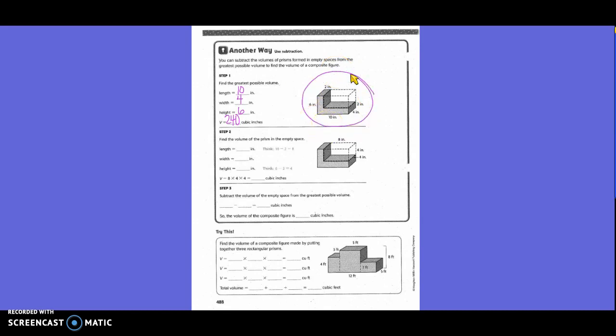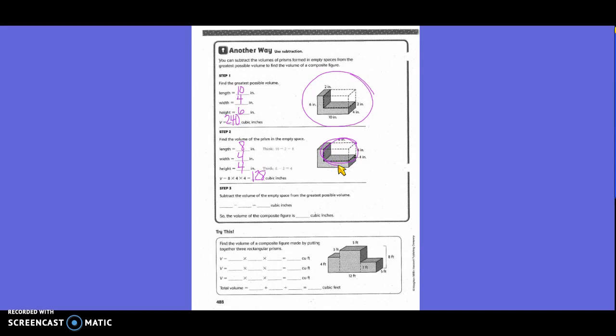Okay. Then find the volume of the prism of the empty space. So our length would be 8. Our width would be 4. And our height would be 4. So they said 8 times 4 is 32. 32 times 4 is what? 128. So they found this little spot right here, right?